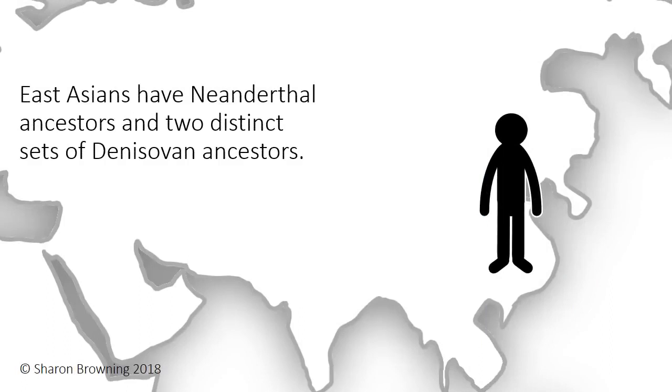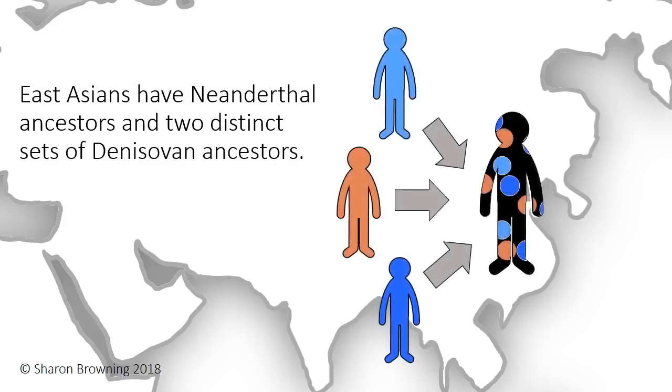So now we know a bit more about the ancestral origins of current-day humans. If your ancestry is from East Asia, you have Neanderthal ancestors and 2 distinct sets of Denisovan ancestors.